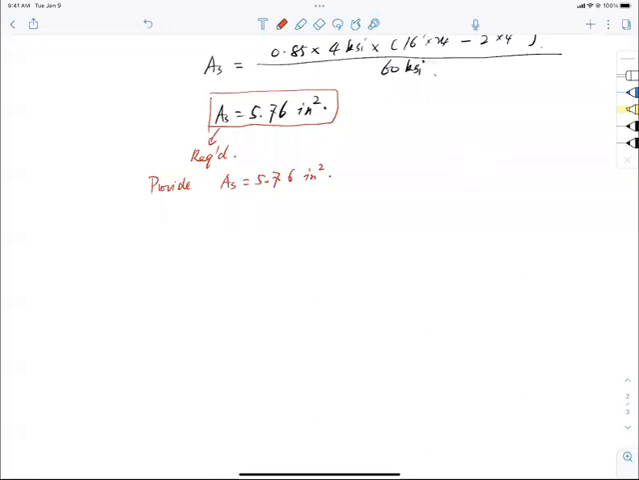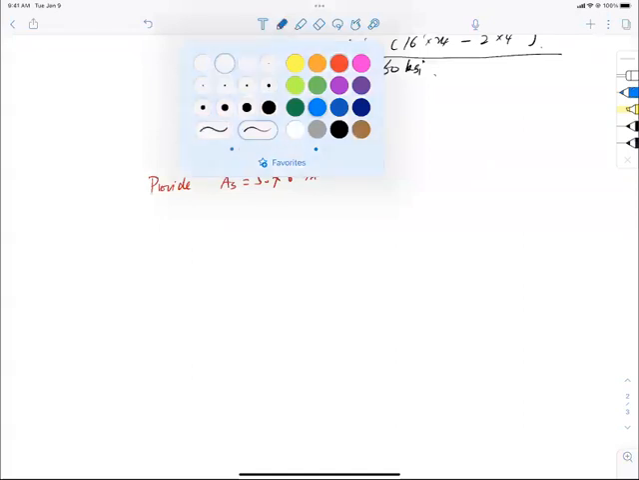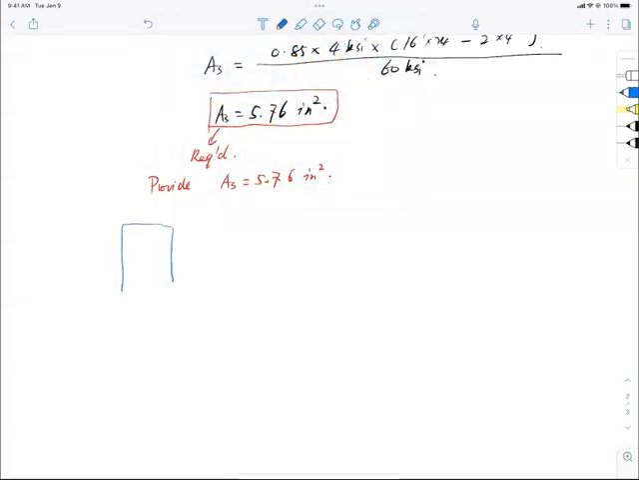Now the game is simple, because if I can provide this much, all I have to do is a subtraction. From the opening, and this is the actual compressive zone, AC right here. This is AC, and that equals the compressive zone of A.